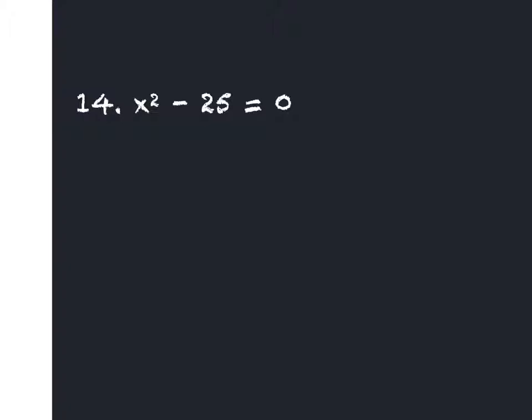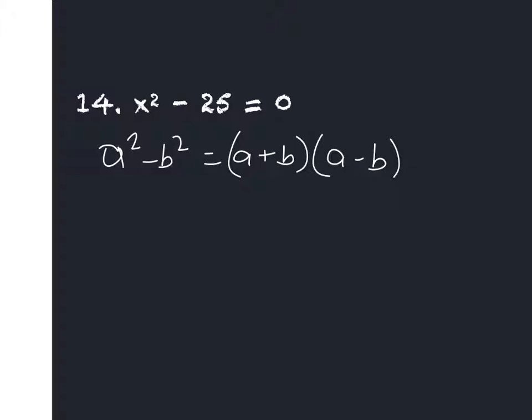All right, so here we have x squared minus 25. So this is the difference of squares. Remember, when we have a difference of squares, a squared minus b squared equals a plus b times a minus b. So you take the square root of x squared, that's x. Take the square root of 25, that's 5. So it's x plus 5, x minus 5.